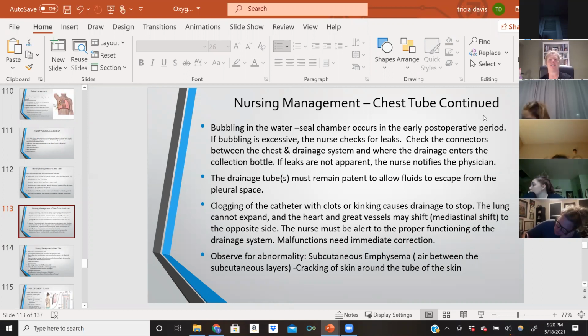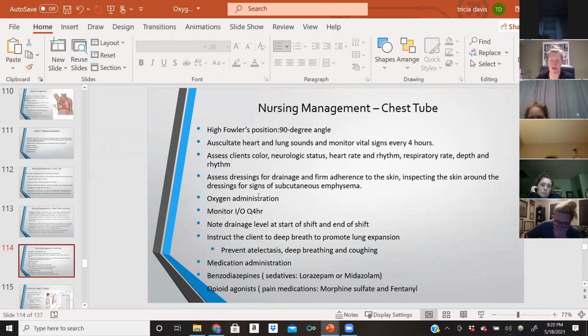Observe for abnormalities. So remember we talked about that subcutaneous emphysema. This is when air gets between those subcutaneous layers, and what will happen is you'll actually see where the tube comes out of the skin, that area around it will crackle. We should be checking this dressing on a regular basis.